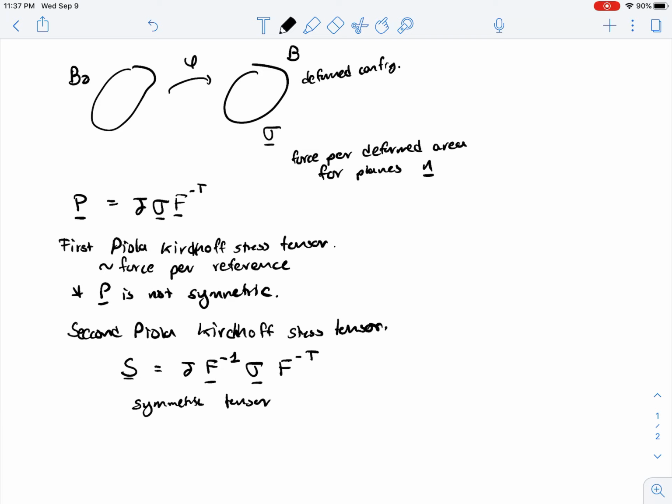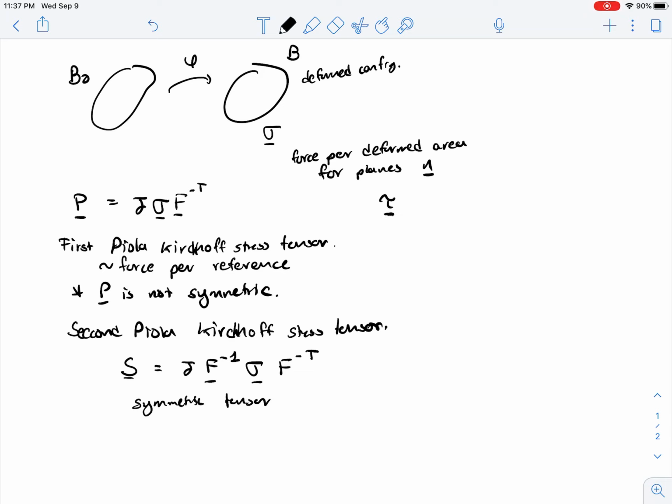So both P and S are associated with the reference. As I said, P is force per reference area, and S, the second Euler-Kirchhoff stress, is a reference force per reference area. But this concept of reference force doesn't really have a real physical interpretation. And that's about it. Those are the three most common ones.